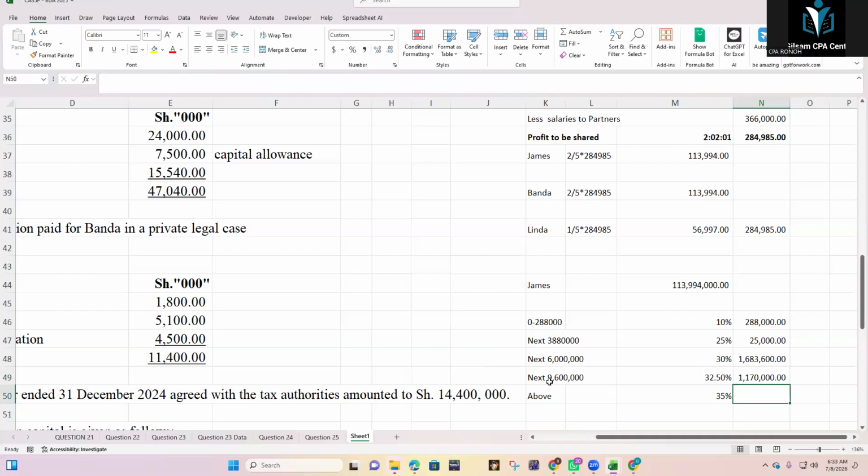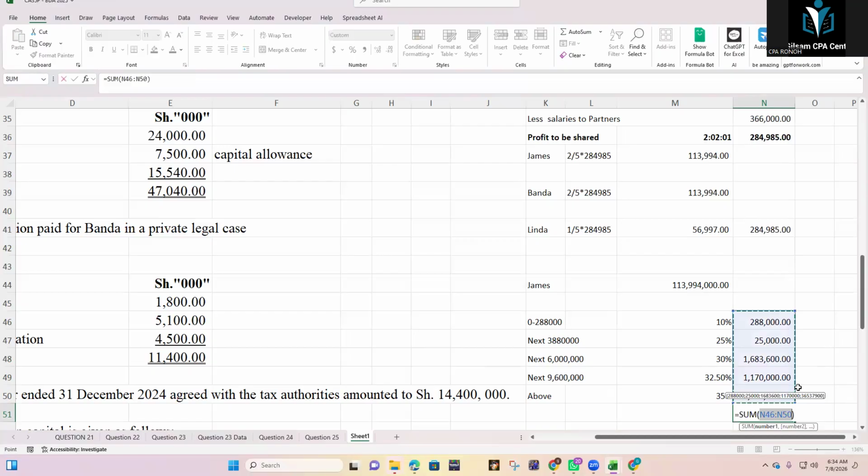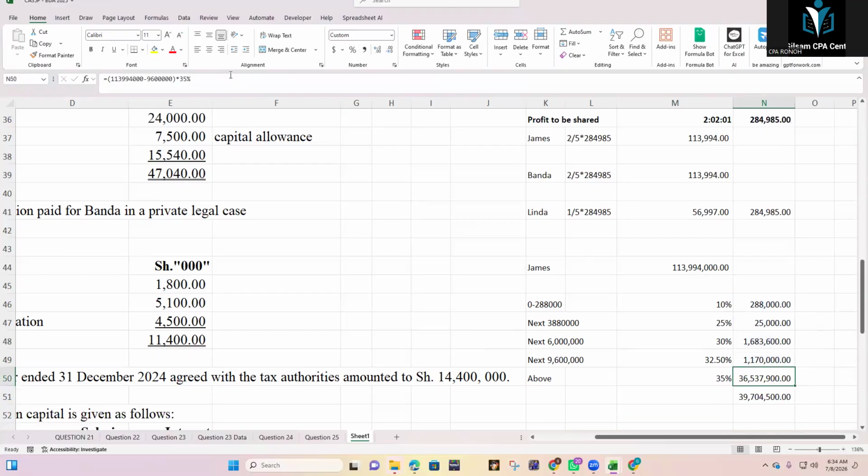Now with that, we will take the total, which is 113,994 minus 9.6 million. We multiply by 35%. Then get the cumulative value. So this is the total tax before relief. So we less relief.